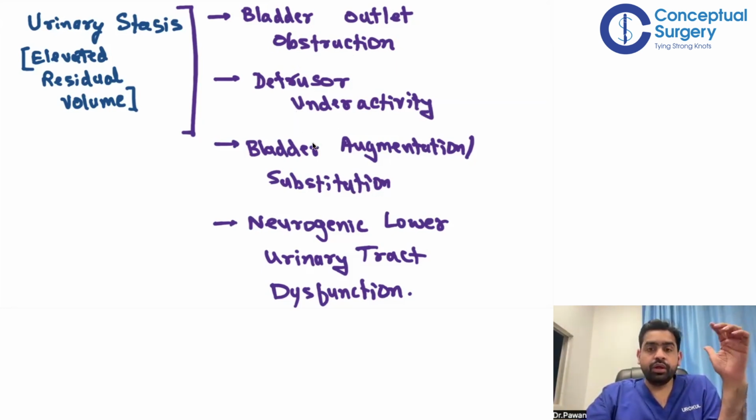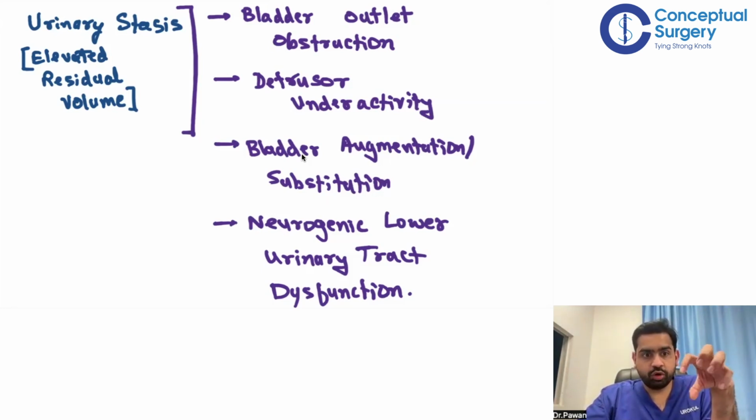Then there is something called bladder augmentation or substitutes. Let's say you have used ileum. As a treatment of muscle invasive bladder cancer, when you do a radical cystectomy, you can make a neobladder. Yes, we can make a neobladder. This neobladder is made up of ileum. This ileum doesn't have a contraction capacity, right? So in that scenario, the post-void residue can be more.